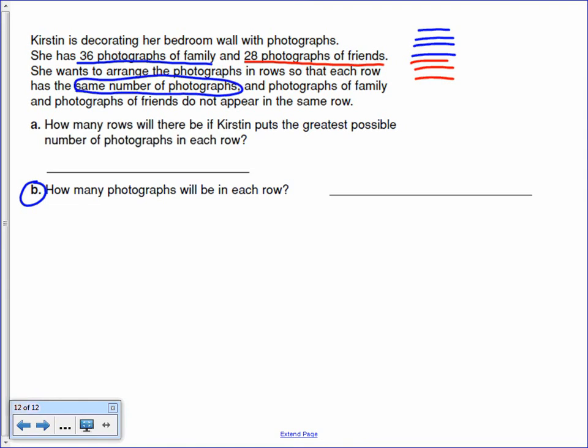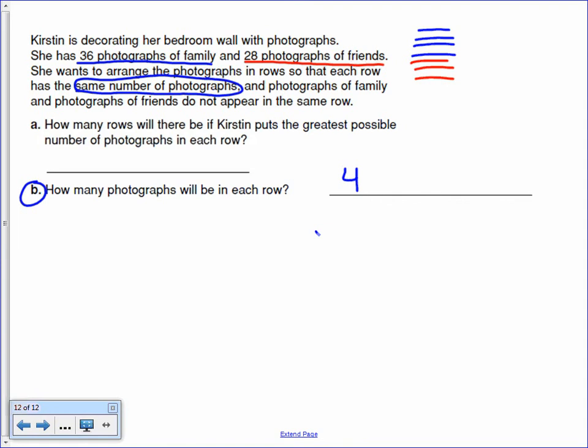So what we're going to do is find a number that divides 36 and 28, or the greatest common factor, and the greatest number of photographs in each row. So 36 and 28, the greatest common factor of that is 4. Okay, seems kind of small, but that is the biggest number that divides both of them. So there's going to be 4 in each row.